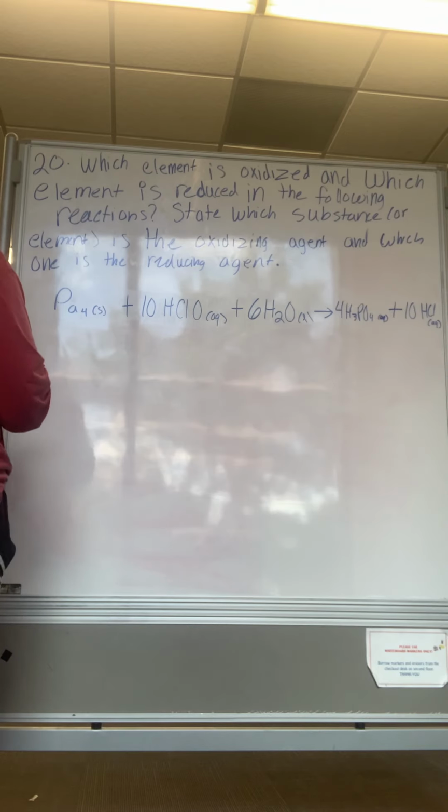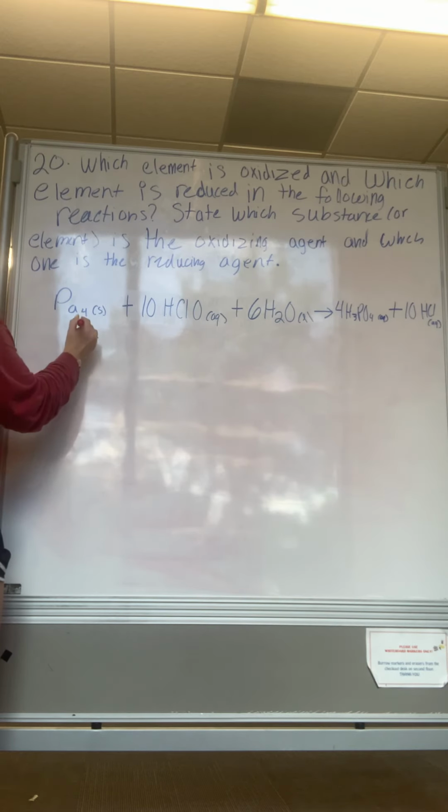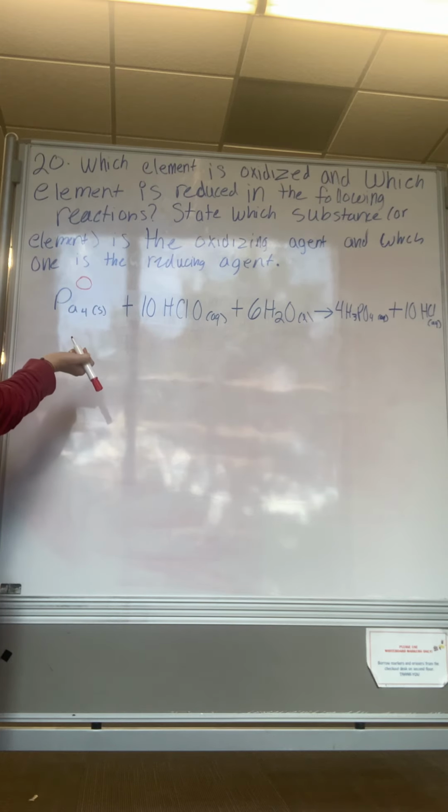One of the rules says that if there's any substance or element that is by itself, like P4, which is a solid, but P4 is by itself and with no other elements, so P4 is going to be 0. So it has the charge of 0.